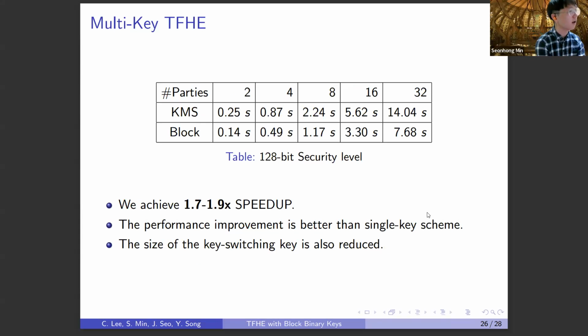For the multi-key TFHE, I have implemented the multi-key implementation. As you can see, we achieved 1.7 to 1.9 times speedup. So the performance improvement is actually better than the single key scheme. I think it is because the multi-key RGSW external product is a bit heavier than the single key case. And also the size of the key switching key is reduced as well. So I think it would be great to apply block binary key distribution, this kind of TFHE acceleration technique, to multi-key TFHE or multi-party TFHE or other schemes.